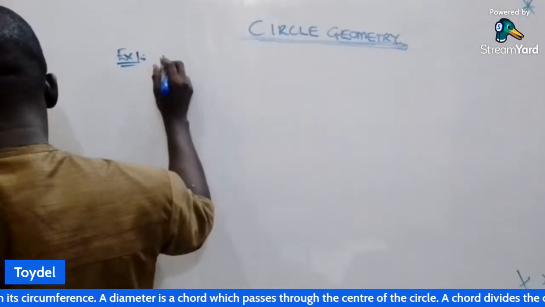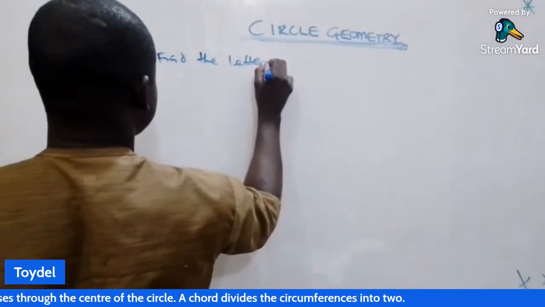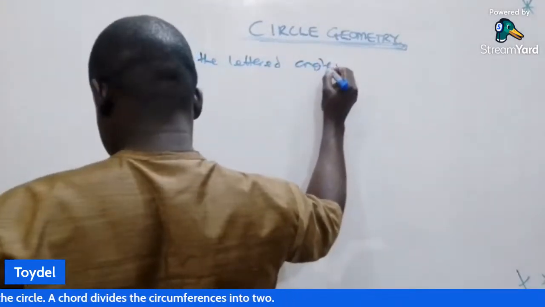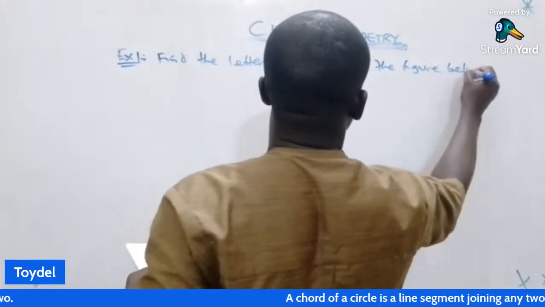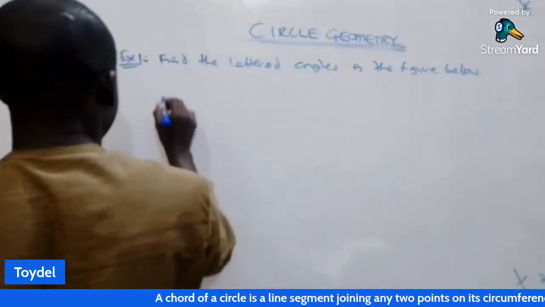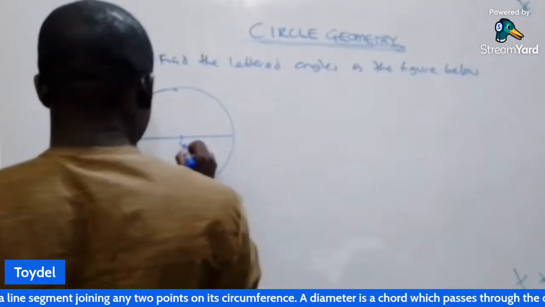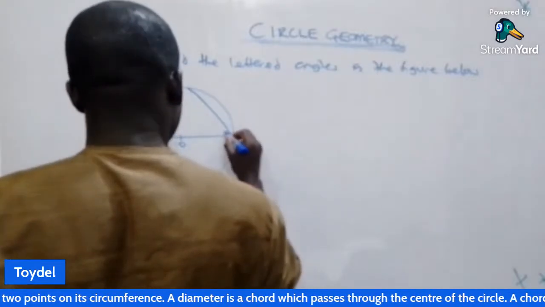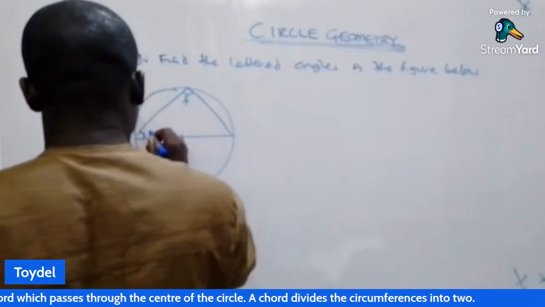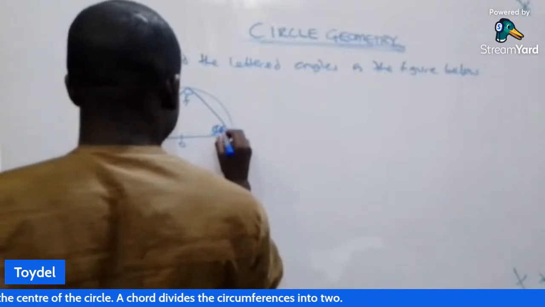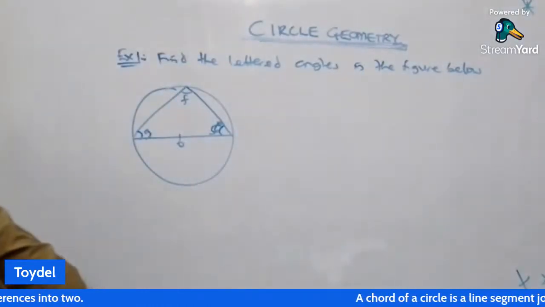Example 1. Find the lettered angles in the figure below. So here is F, here is G, and this place is 56 degrees. We want to find the lettered angles, angle G and F.